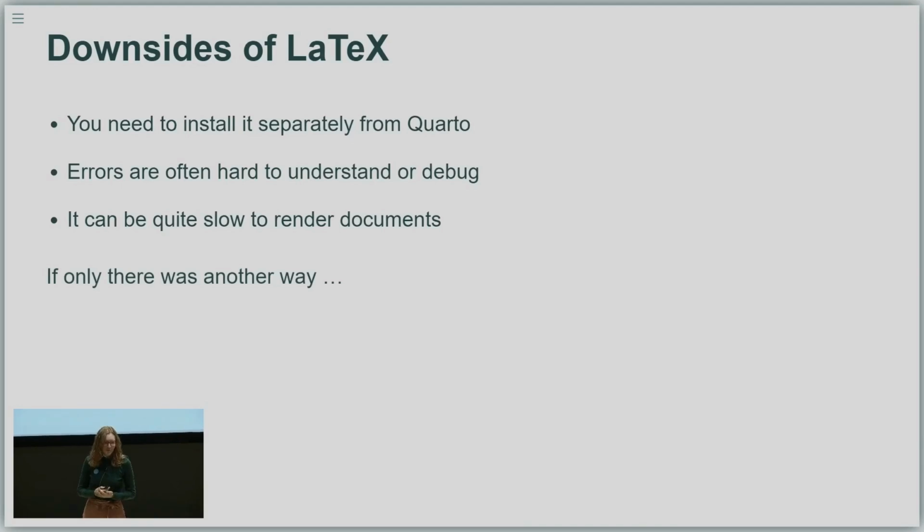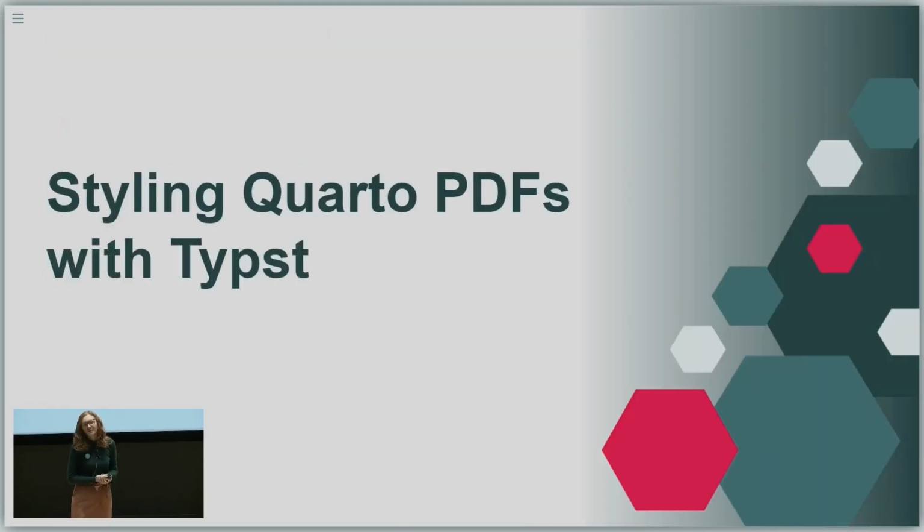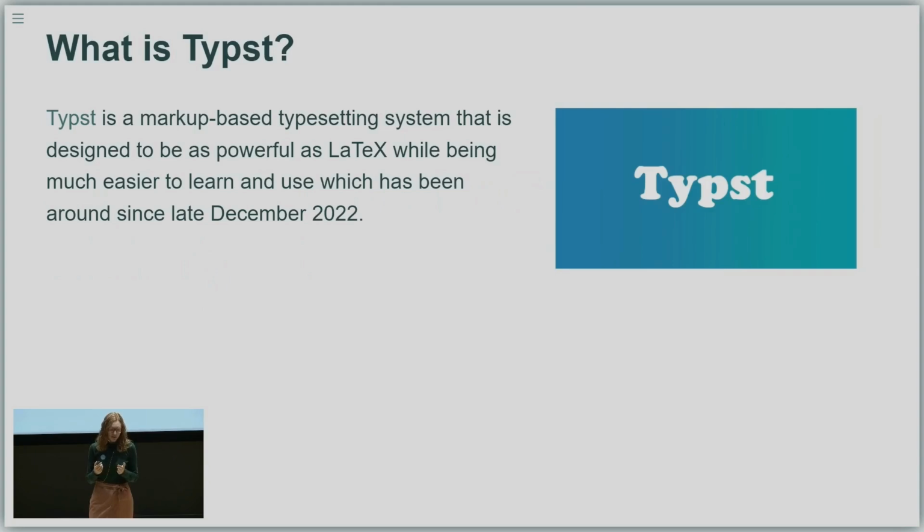So what if there was some other way of making PDFs in Quarto? Well, there is. Okay? So we can also make Quarto PDFs with Typst. Right? So Typst is also a typesetting system that's designed to be as powerful as LaTeX, so you can make things as customized as you could with LaTeX. But the idea is that it's going to be easier to learn, and it's going to be faster.